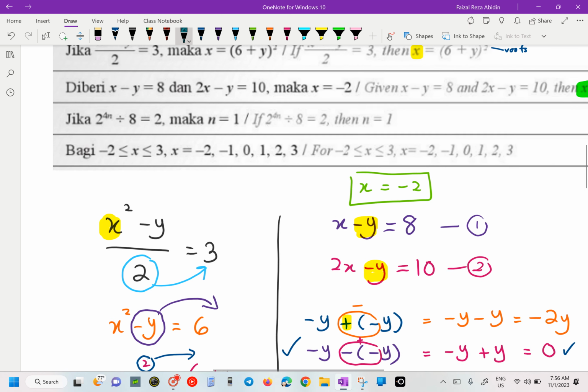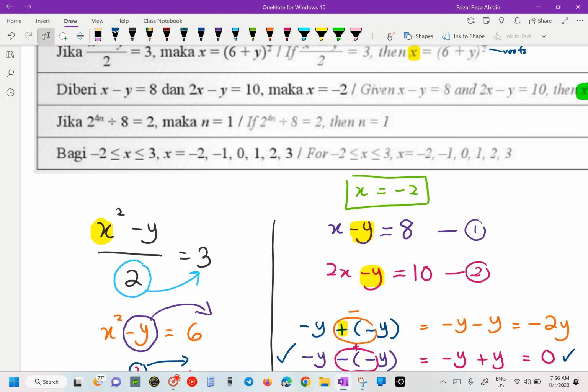Okay. Next, what we have over here, if 2 to the power of 4n divided by 8 equals to 2, so n here will be 1. True or false? Apa benda ni? This is indices. True. Just substitute lah. 4n, if you substitute n with 1, you are going to get 4, isn't it? So 2 to the power of 4. Use your calculator, girls. 16 divided by 8. Is it correct? Yeah.